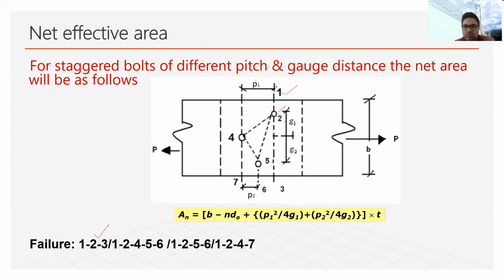Failure may take place along this 1, 2, 3, or 1, 2, 4, 5, 6, which we have considered earlier. Another plane may be 1, 2, 5, 6, in which we have not considered 4. All these possible planes we consider, and then we find the net sectional area. Whichever section gives us the minimum sectional area will be the critical section, and the plate will fail along that section only.